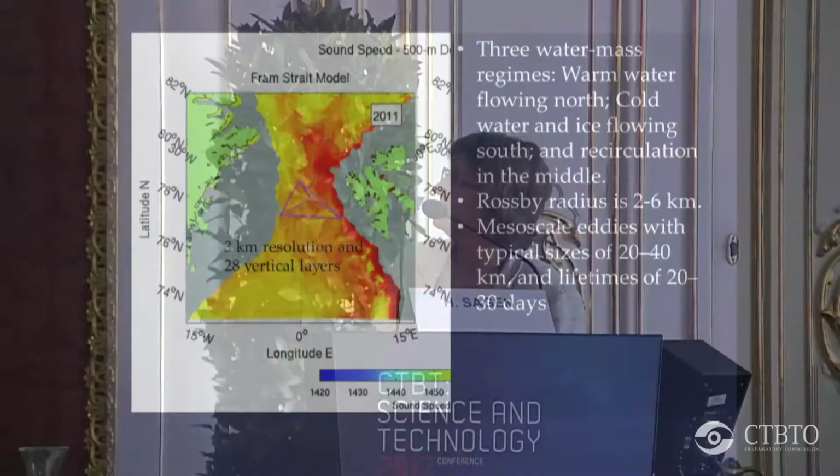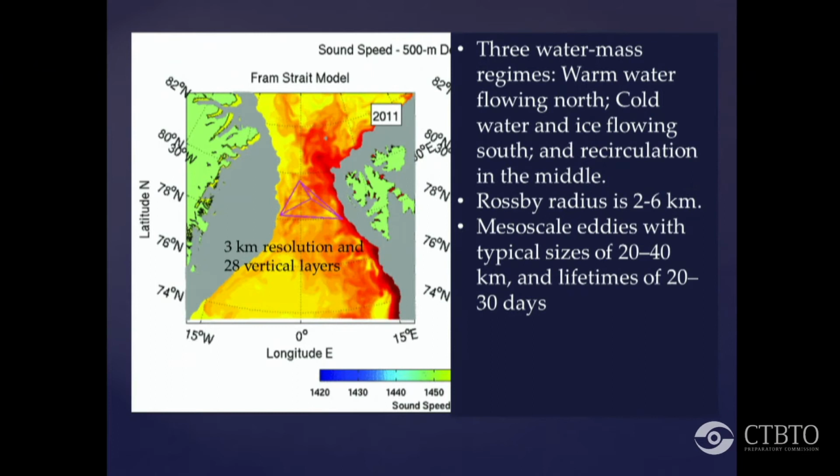And you can see that the Rossby radius is between 2 to 6 kilometers, which is much less than in other regions. And also the mesoscale eddies are 20 to 40 kilometers in diameter, and live for 20 to 30 days. So if one occurs here, it will follow the current northward. And this complicates the acoustics. It's not an easy area, and it's not easy for the modelers to model with ocean models. And it's not easy to observe.